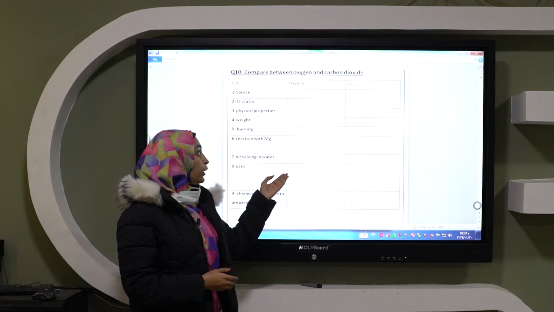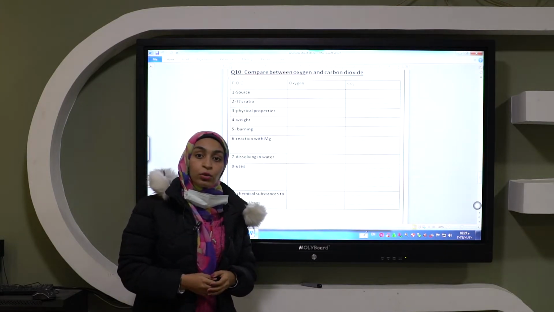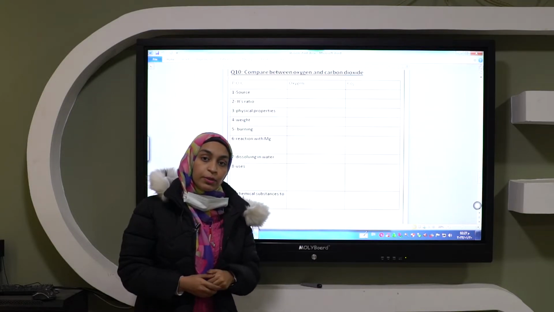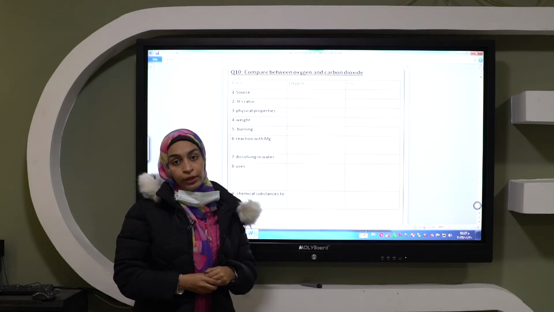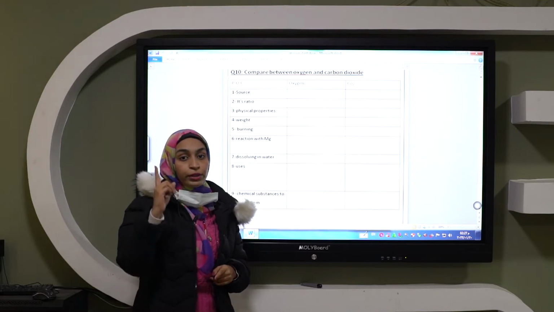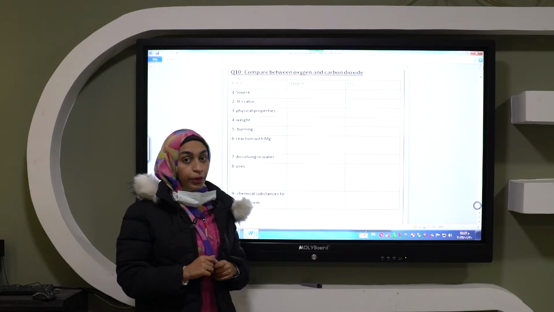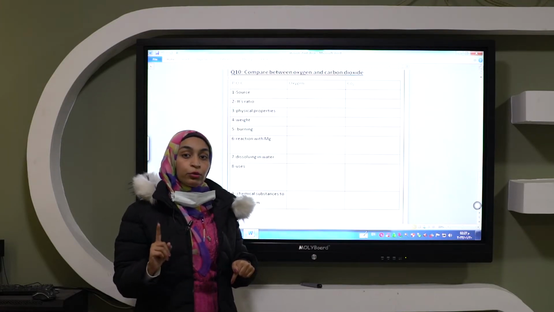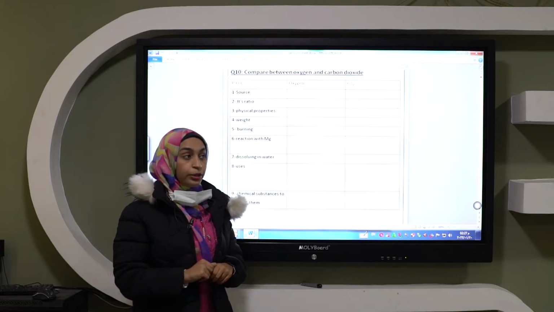What about the dissolving in water? Oxygen scarcely dissolves in water, so it's collected by downward displacement of water, while the carbon dioxide gas easily dissolves in water, so it's collected by upward displacement of air. Don't forget this. Oxygen collected downward, while carbon dioxide collected upward.